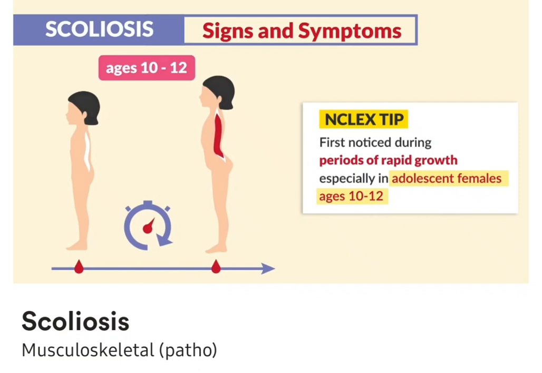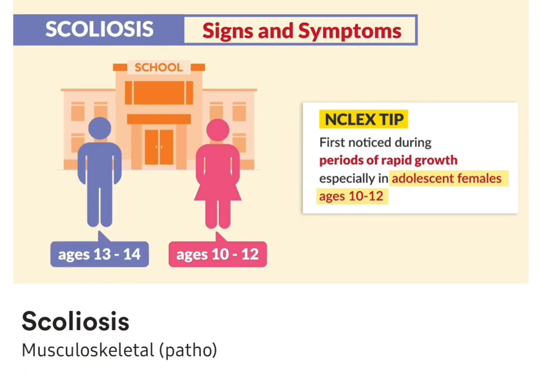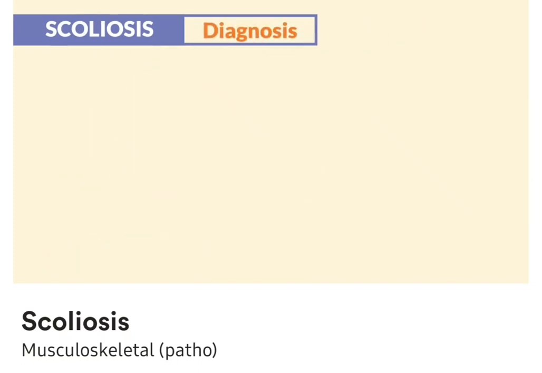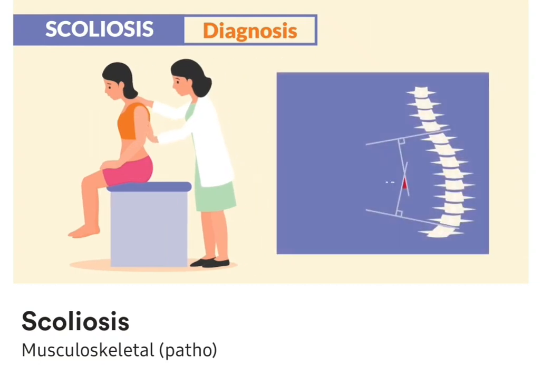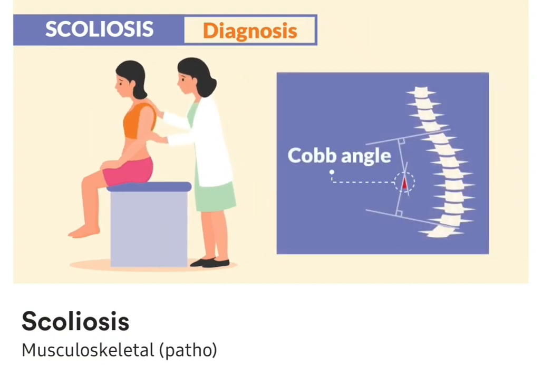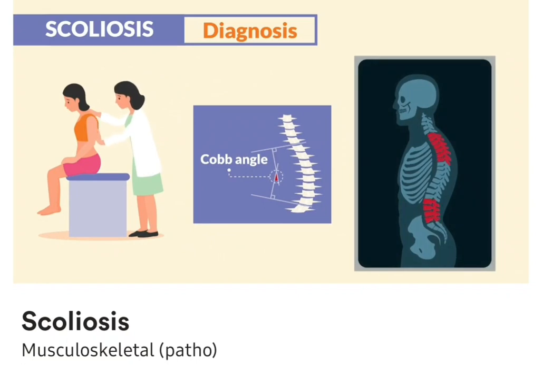Huge NCLEX tip. Screening is done for schoolgirls between those ages, and boys between 13 and 14. So pause the screen and write that down. Periods of rapid growth and adolescent females ages 10 to 12. Now for diagnostics. It's done by physical examination of the back. We measure the Cobb angle to determine the extent of the deformity. And x-rays of the back can be taken as well.